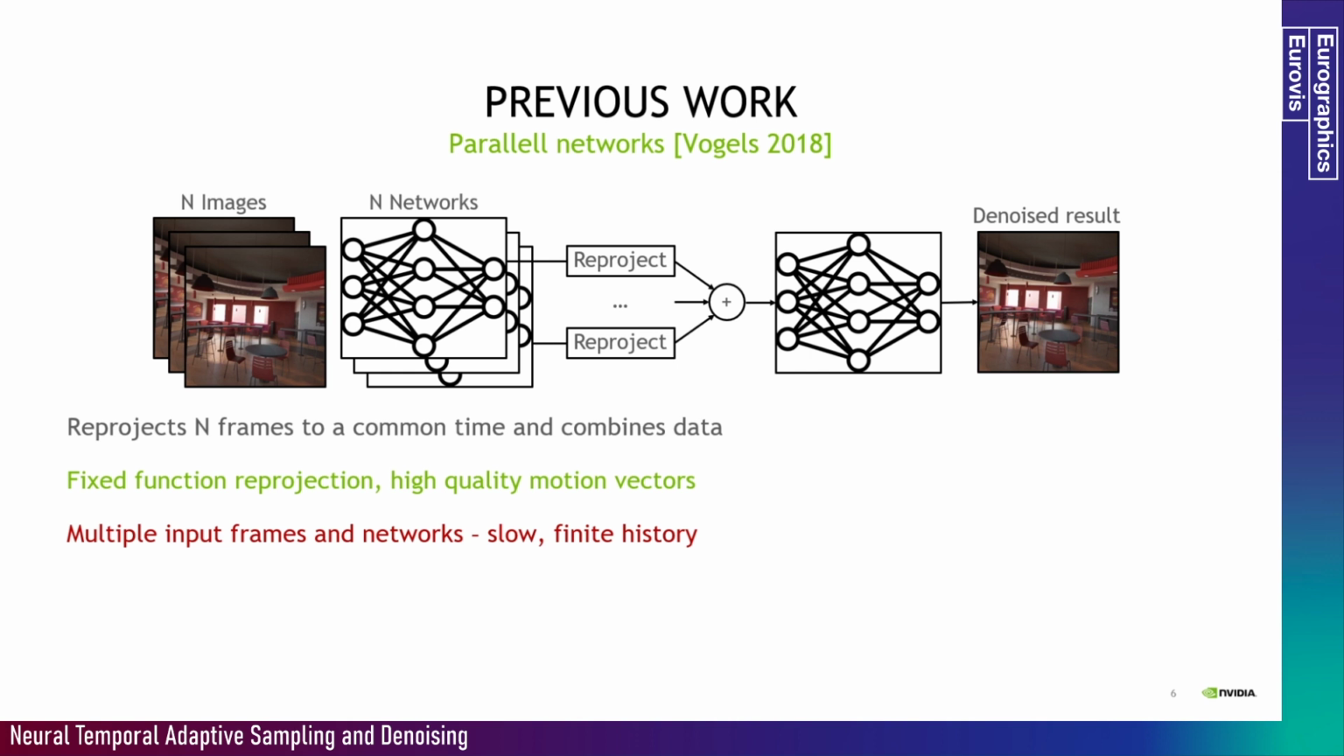In another approach, Vogels et al. process a number of frames in parallel, then reproject the intermediate data to the time of the output frame, and the final denoised result is generated through an additional neural network. The benefit of their design is that they used fixed function reprojection, so the network does not need to spend capacity learning the reprojection operation. The downside of their approach is that they work on multiple frames in parallel, which tends to make the network expensive, and they can also not support infinite reuse or history.